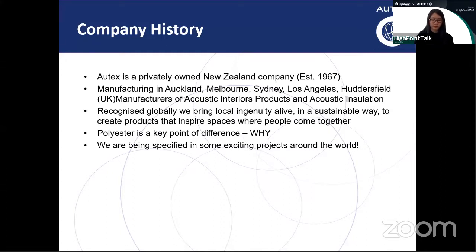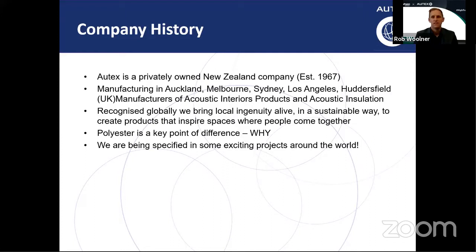Our purpose really is to be recognized globally to bring ingenuity alive and design in a sustainable way, to create products that inspire spaces where people come together. That's really what we want to do: create these spaces that are unique, that are beautiful, and that function and work really well. Polyester is a key point of difference for us, and the reason why we have a very strong sustainable message within our business.